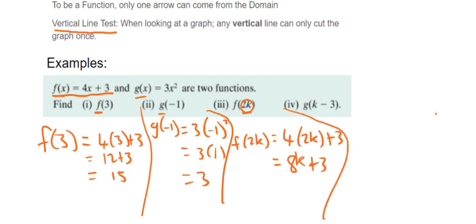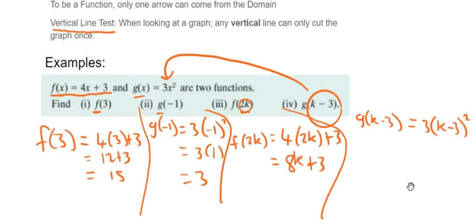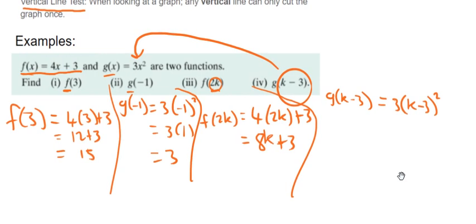Last one, g of k minus 3. So I'm putting k minus 3, all of it, in instead of the x. So just be really careful. You have to put brackets around it and you have to square all of it. So that's going to be 3 times k minus 3 squared. You're putting the k minus 3 in instead of the x, so it's all of the k minus 3, so not just k squared or 3 squared.